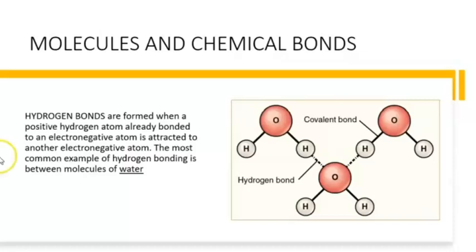Okay, the next item is hydrogen bond. Obviously, it goes without saying, I think, that in order for you to have a hydrogen bond, you have to have a substance that contains hydrogen. Let's talk about this. This is water.